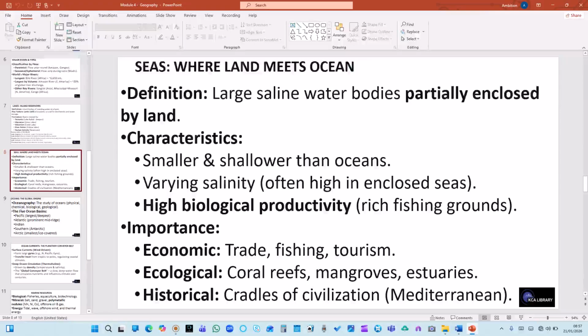Importance of the sea includes, one, economic importance. It is used for trade, fishing, and tourism. Then number two is ecological importance, which includes coral reefs, mangroves, and estuaries. Now we have historical importance, which is the cradle of civilization. So these are the importance of the sea.